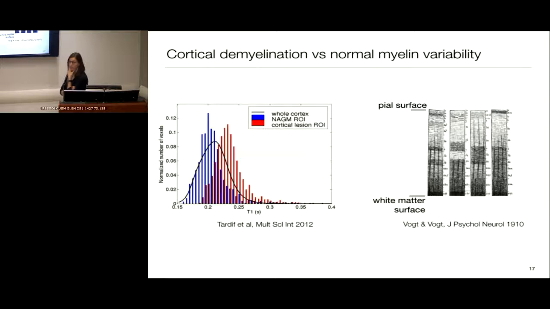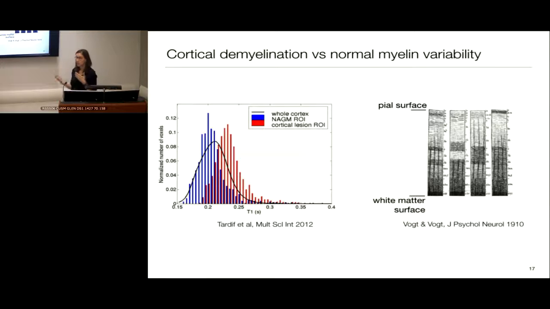But then, if you actually look at the histogram of the T1 times over the whole cortex, you get that beautiful, smooth, black curve. No two peaks, so it's really difficult for an algorithm, for example, to segment lesions from normal appearing gray matter. So I started to wonder why that is.